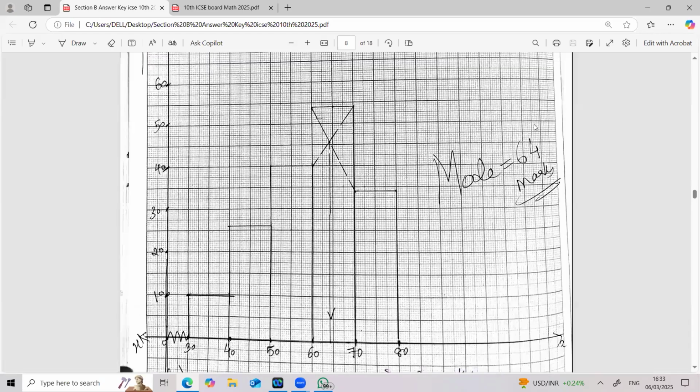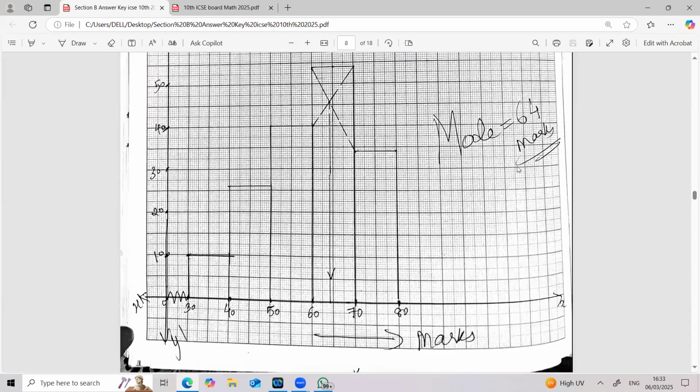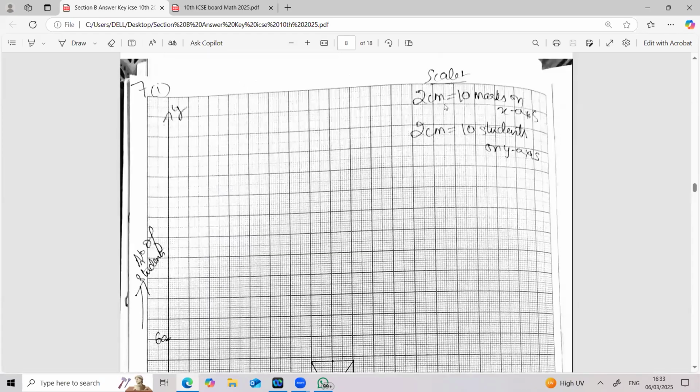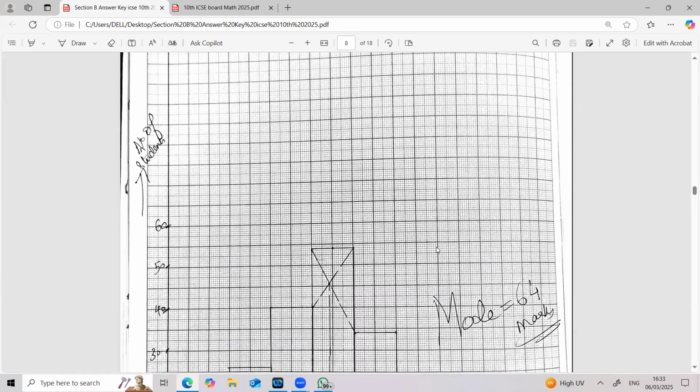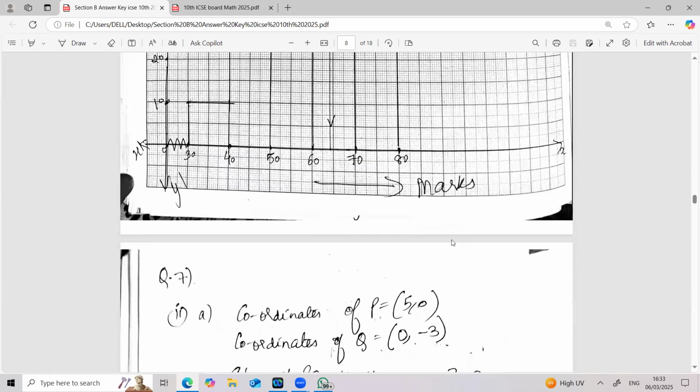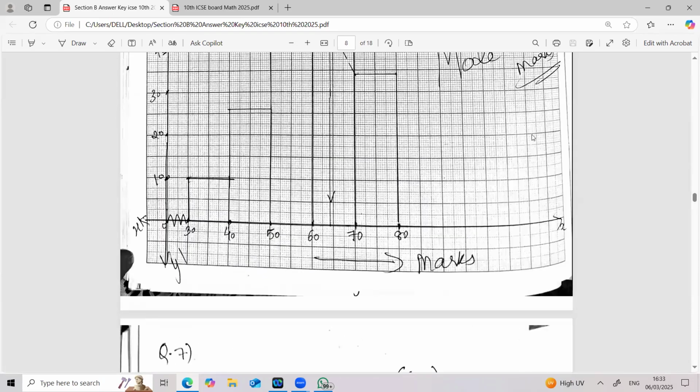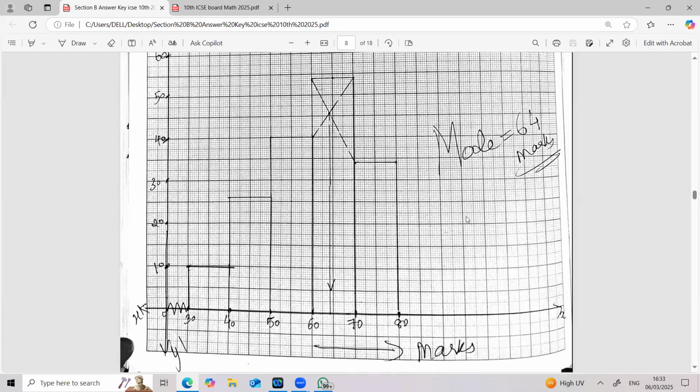Now mode is equal to 64. Here also they've asked you to use a scale: 2 centimeter for 10 marks on the x-axis, 2 centimeter for 10 students on the y-axis. Plus or minus 1 will be allowed.